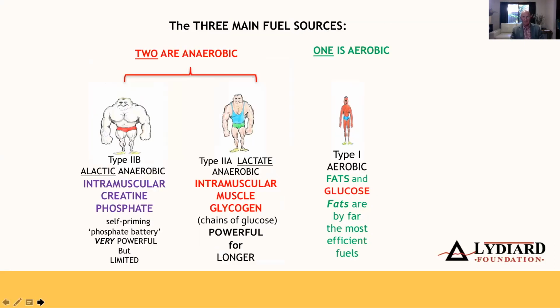This just gives you a summary of the main fuels of these muscle fibers. You see the 2B uses intramuscular creatine phosphate. The nickname for that is the self-priming phosphate battery. So what happens is if you run fast and hard for 5 seconds, you'll peak your power output with the creatine phosphate, and then it'll plummet quite rapidly downwards and be almost completely spent by the time you've gone. Maybe by the end of a 200 meters, your stores of this super powerful fuel are just spent.